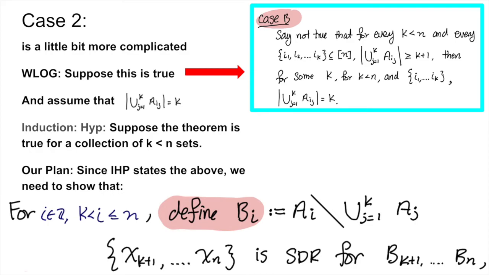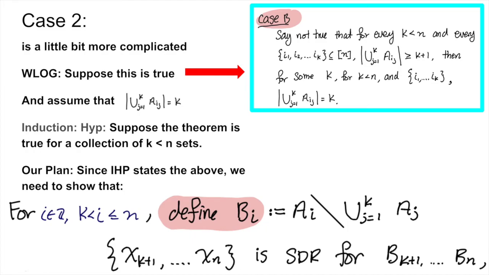By the induction hypothesis, suppose Hall's theorem is true for any collection of k sets for k strictly less than n. To prove that Hall's theorem is sufficient for case 2, we need to show the following. For all integers i greater than k and less or equal to n, suppose we define Bi to be the set Ai, remove the union of all sets that are indexed strictly less than i. If we can show that the set of x_{k+1} all the way to x_n is an SDR for the set system of B_{k+1} to B_n, then we are pretty much done.